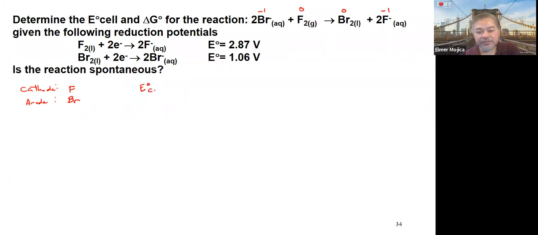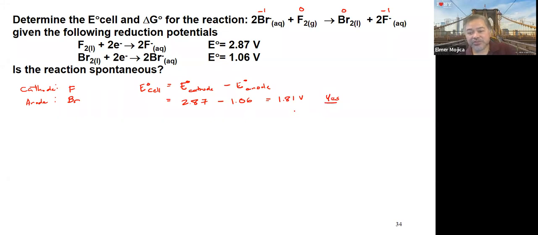So E cell is equal to E cathode minus E anode. And look at the values that are given. So this is 2.87 minus 1.06. So this is equal to 1.81 volts. And we can now answer the question, is the reaction spontaneous? We could say it is spontaneous because you have a positive cell potential. So you have here a galvanic cell.